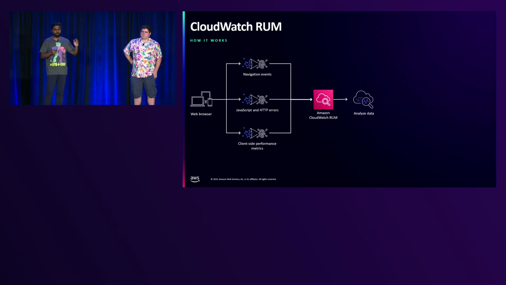That is, in the demo that you saw, there's one of the images that failed to load. And that HTTP error, or if it was a JavaScript error, would have been caught in CloudWatch RUM if that was enabled. And you have client-side performance metrics.